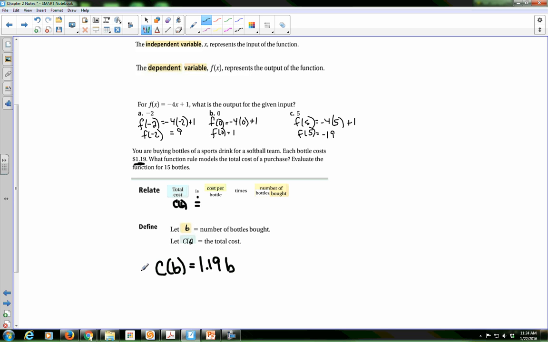Okay, and then now we are going to input. So we know that we want to find C of 15 bottles. 1.19 times 15. And that is $17.85. Let me put a dollar sign right here. And that's how you use this in a real world modeling situation.